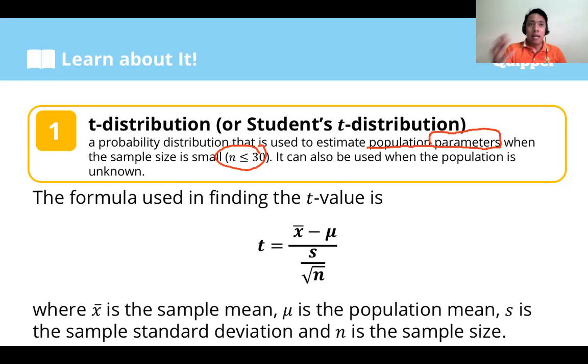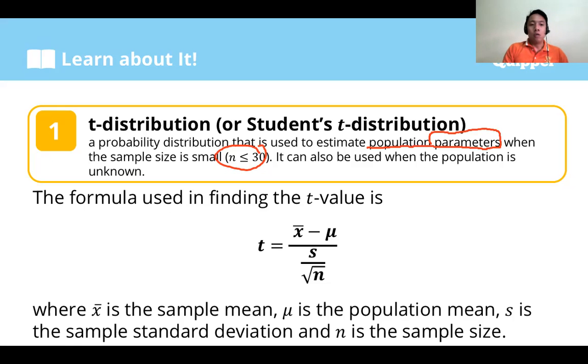If your data is 31 and above, you will not be able to use the T distribution. We will use the Z test when it is greater than 30. So that is one of their differences. Yes, there's also a sample here, but the sample size must be less than or equal to 30. Again, if your sample size is greater than 30, we will not be able to use the T distribution. We will use the Z test instead of the T test.